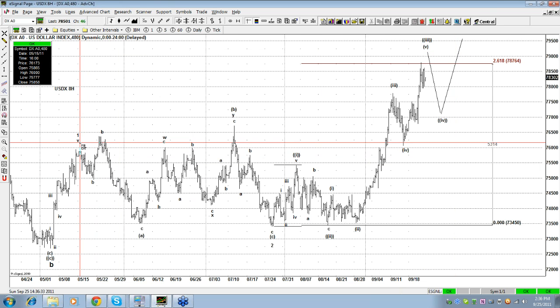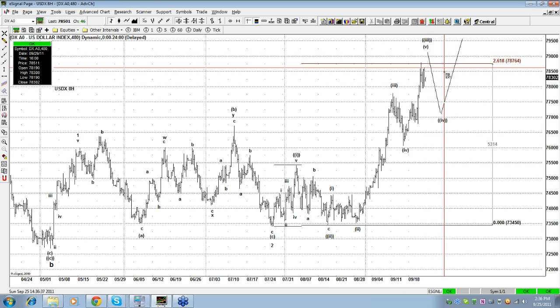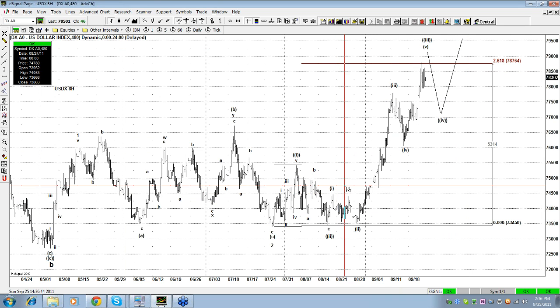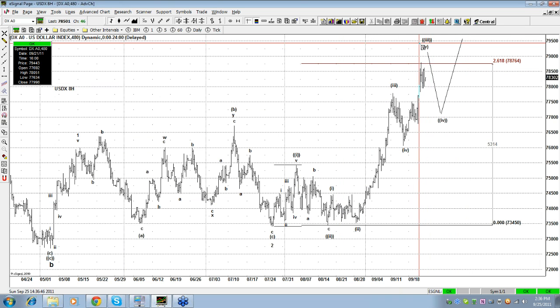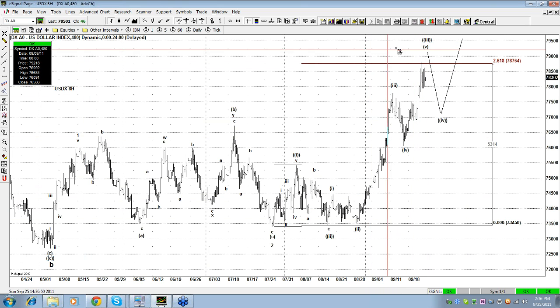This one, Isa, is this one. 1, 2, 3, 4, and 5. Or what would you like this to be? How it is right here, or being wave 3 here?